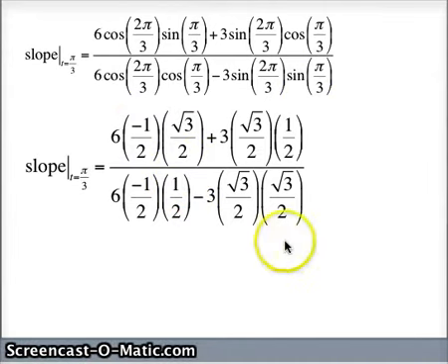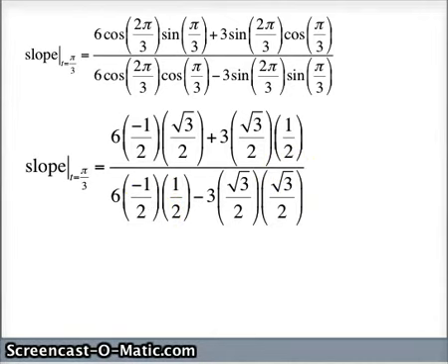So to simplify this in arithmetic, numerator for this first piece, negative 6 root 3 over 4. Numerator for this piece, 3 root 3 over 4. Numerator for this piece, negative 6, denominator is 4. This piece, root 3 times root 3 is 3, times 3 is 9 over 4, or minus 9/4.